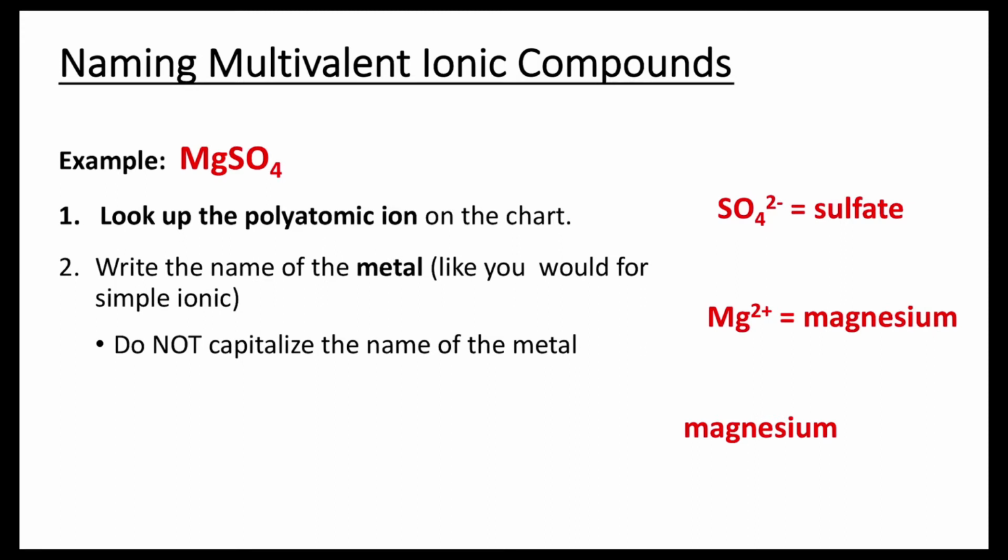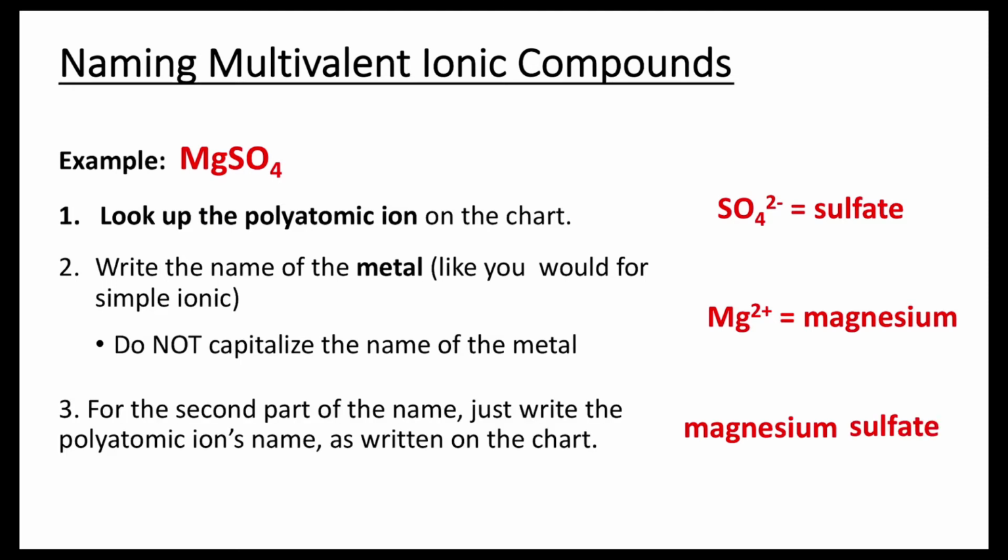Write the name of the metal like you would for the simple ionic. So magnesium has a 2+ charge. Do not capitalize the name of the metal. So magnesium, and then for the second part of the name, just write the polyatomic ion as written on the chart. So we do not need to change the ending. It's just magnesium sulfate.